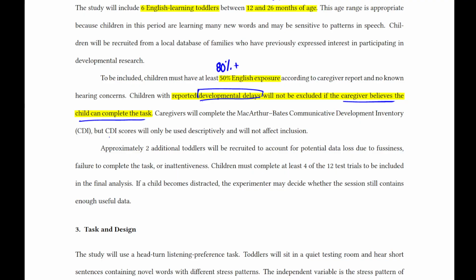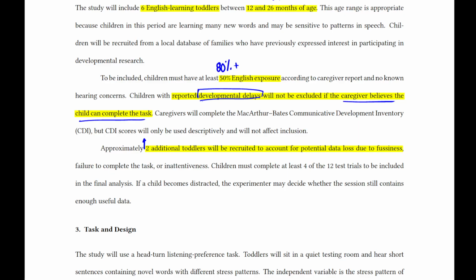Okay. Approximately 2 additional toddlers will be recruited to account for potential data loss due to fussiness, failure to complete the task, or inattentiveness. This should be higher, just like with the 6 English learning toddlers. At this point, if you're only recruiting 6 and saying, I want 2 more, you've already missed the mark there. So there should be many more children.